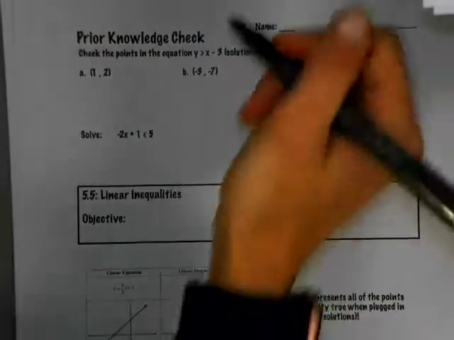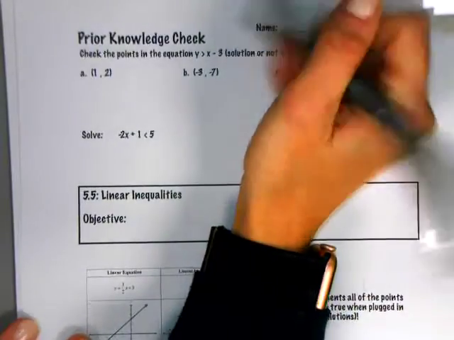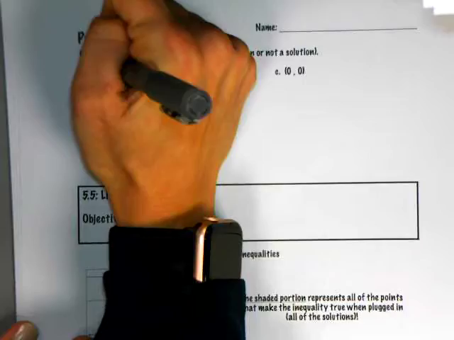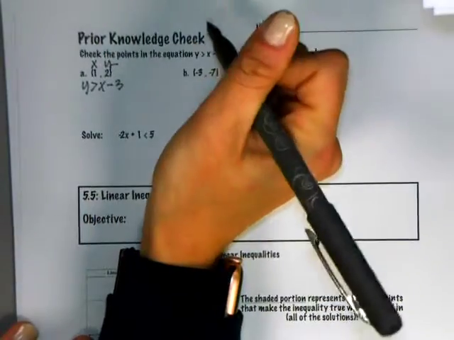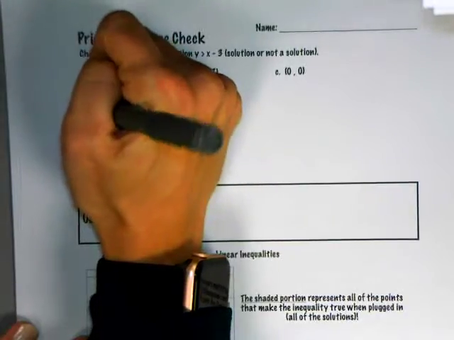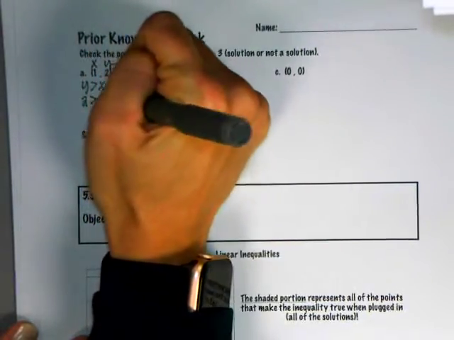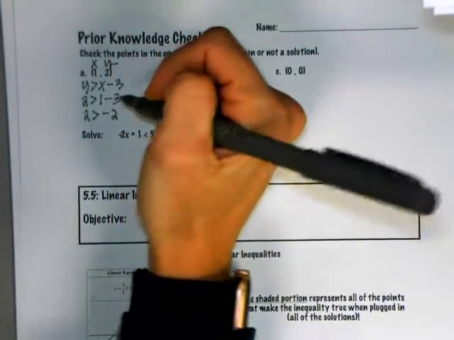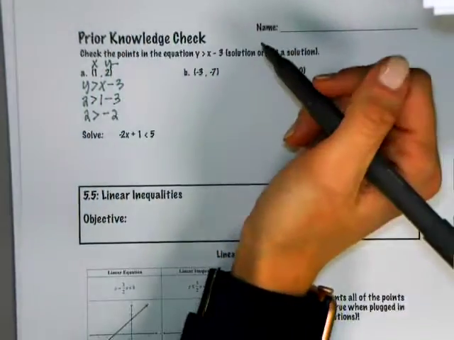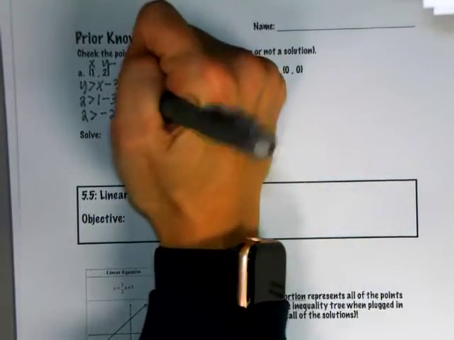These ones, we're checking if y is greater than x minus 3. So remember, this is x and this is y. So if it's y is greater than x minus 3, let's plug them in. Plug in 2 for y, 1 for x. What's 1 minus 3? -2, yep. So solution or not a solution? Is 2 bigger than -2? Yes, so this one's a solution.